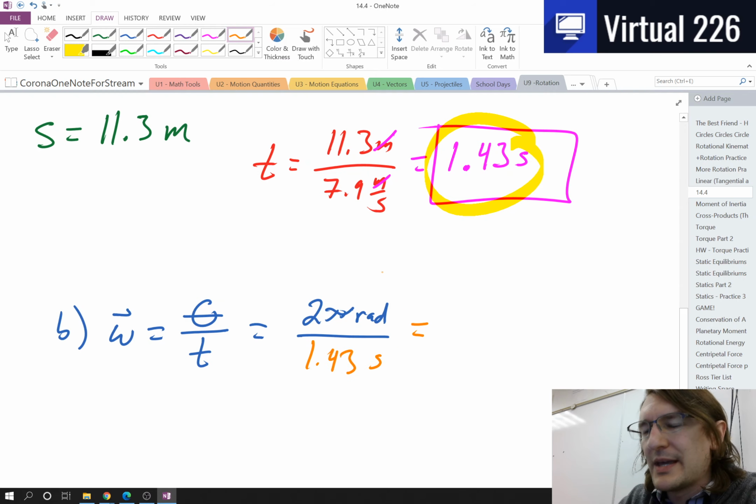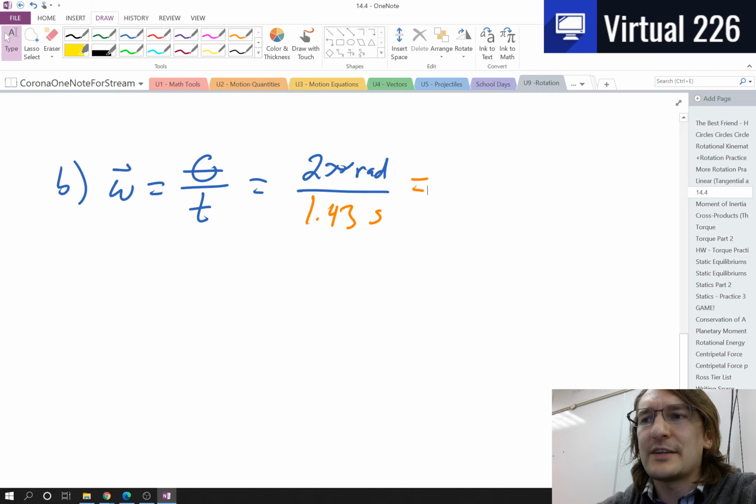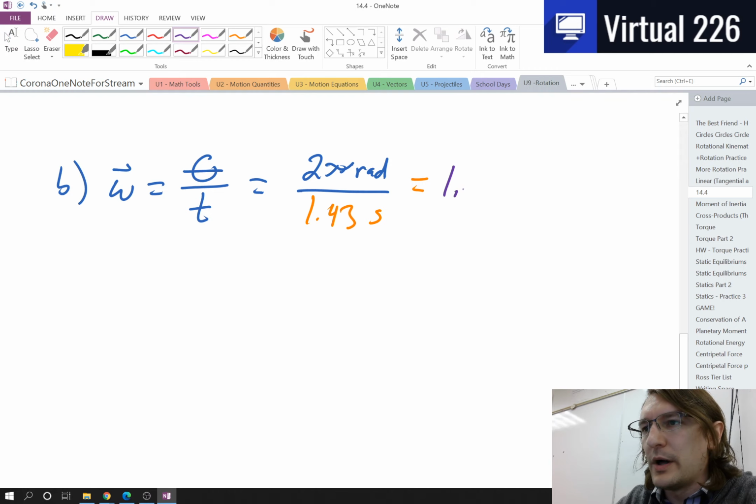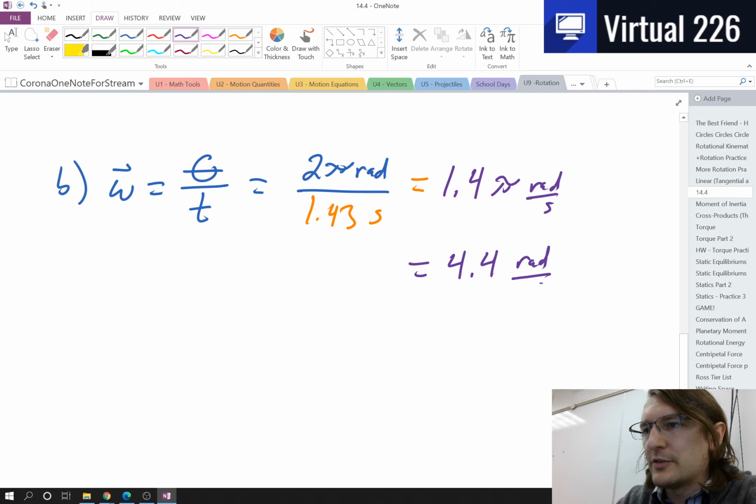1.43 seconds. This gives us a unit of radians per second, which is what we're looking for. And we've got two options here. We can either leave our answer in terms of pi units. So what I mean by that is if we do 2 divided by 1.43, we'd have an answer of like 1.39 or 1.4 pi radians per second. Or if you wanted to, you could multiply that by that pi. And if we multiply it by that pi, we'd get something like 4.4 radians per second. Both are equal to one another. They are synonymous. They are the same thing.